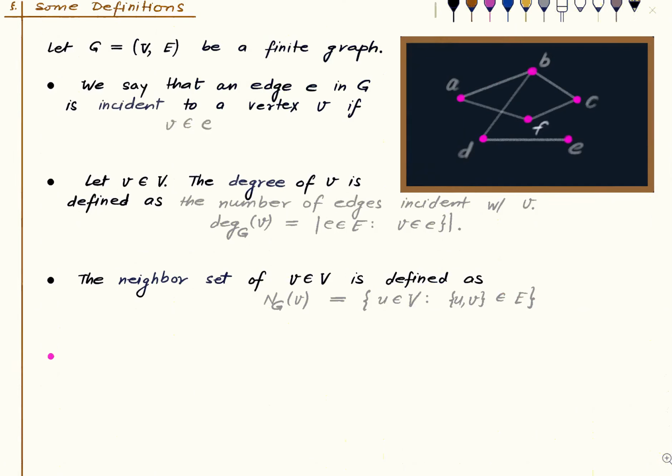Right, it's standing out, but anyway. So A is a neighbor of F, and A is also a neighbor of B. And the neighbor set of A is basically these two things. Okay.